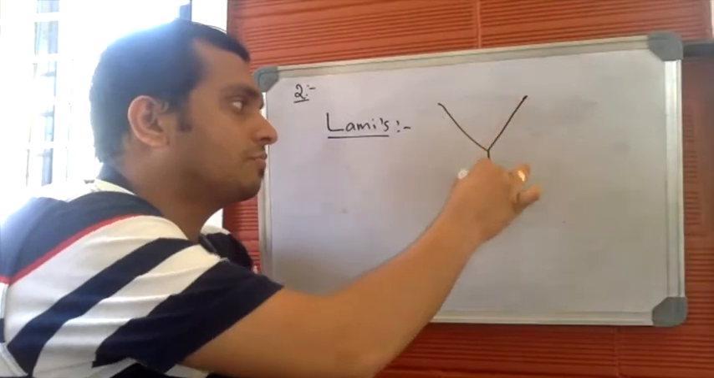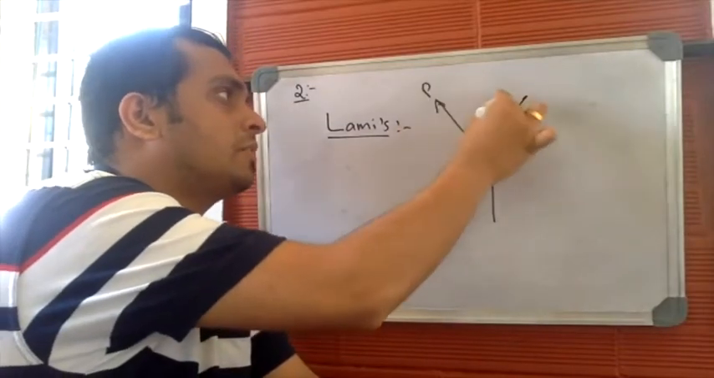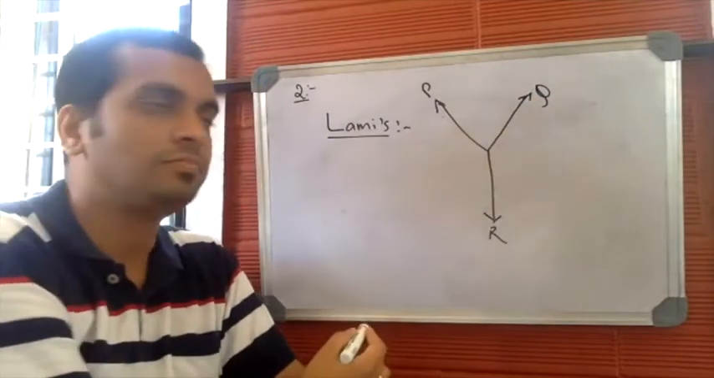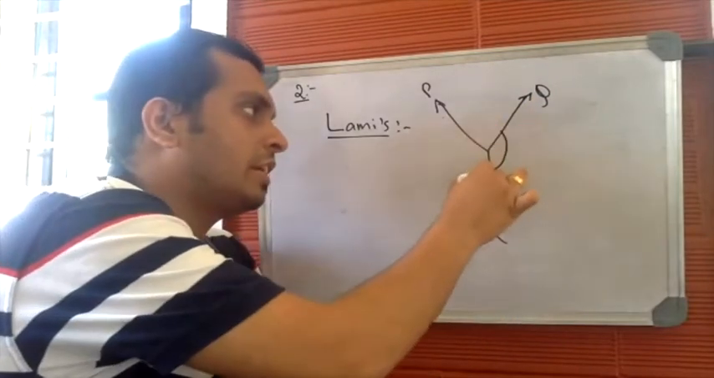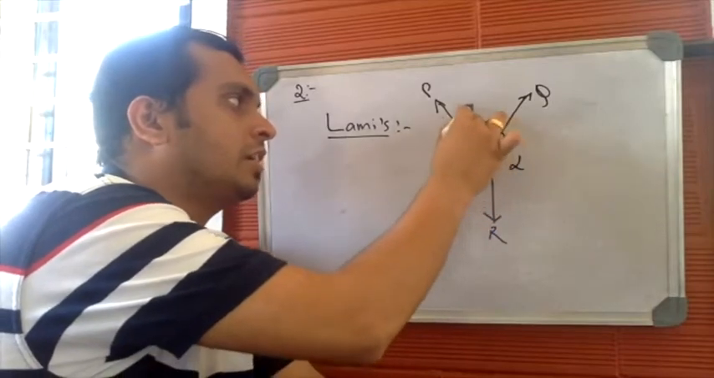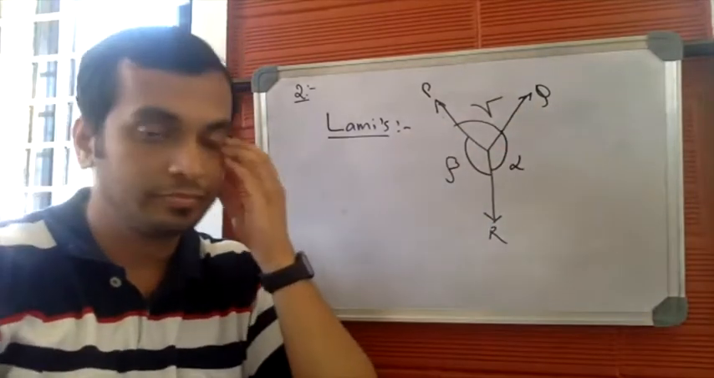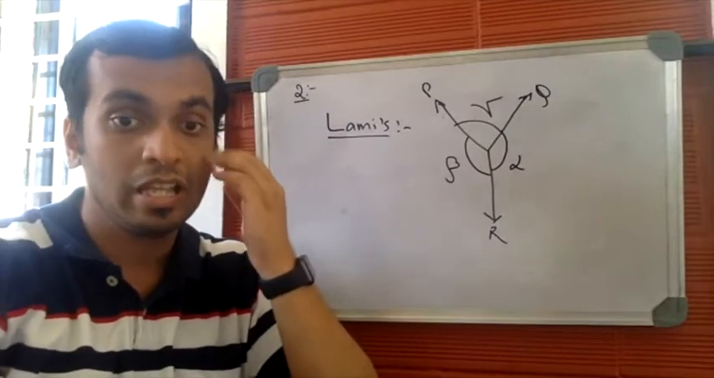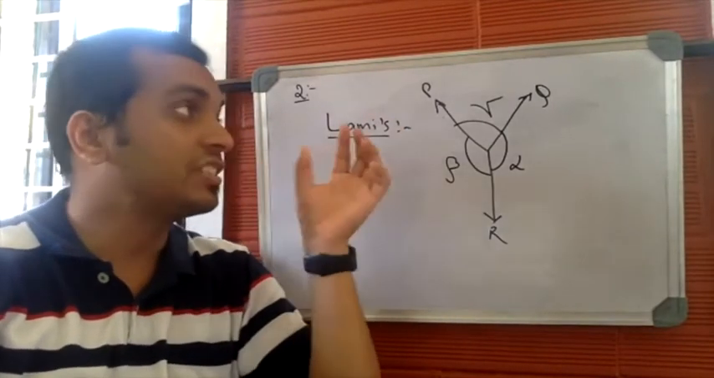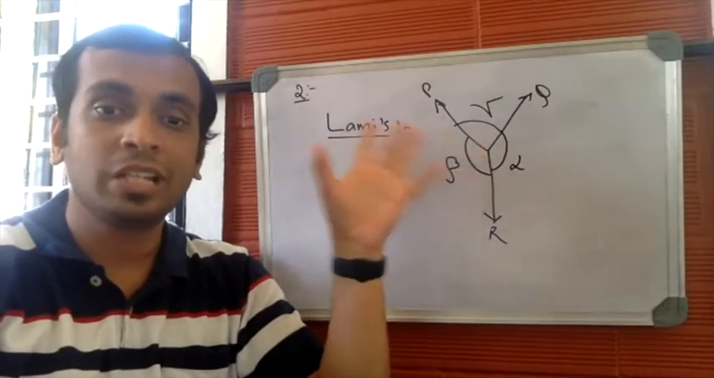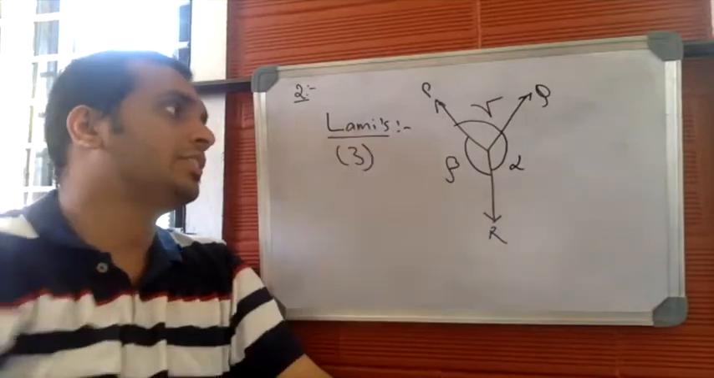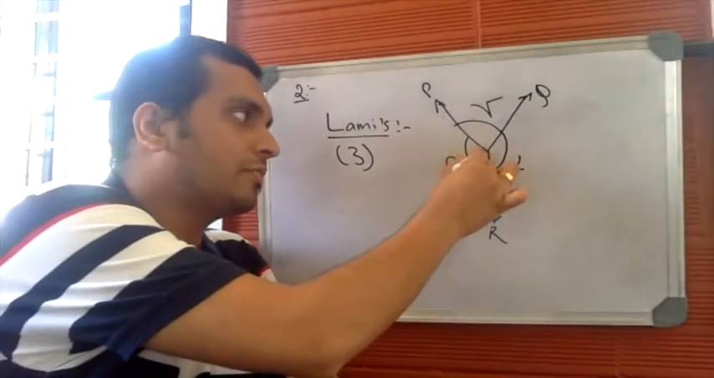three forces, say P, Q, and R. Let this angle be alpha, let this angle be beta, and let this angle be gamma. So we have considered three forces. Now, let me just tell you the statement of Lami's theorem. According to Lami's theorem, it can be applied for a system with three concurrent forces only.